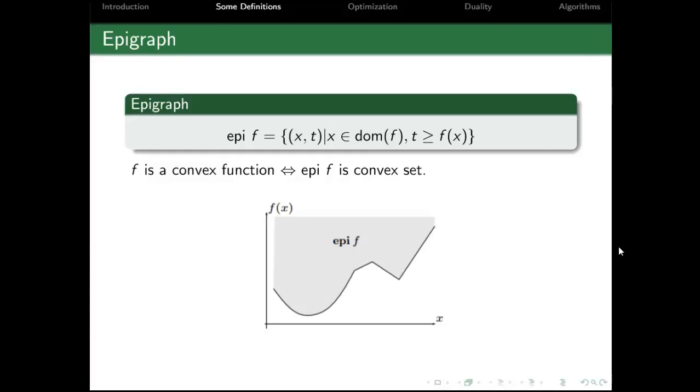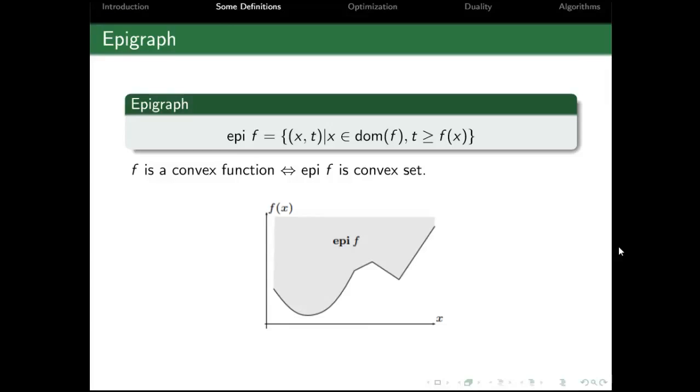Now we define an epigraph of a function. For a given function f, the epigraph of f is defined as the set of all pairs x, t such that x belongs to the domain of f and t is greater than or equal to f of x. So if you look at the graph, you can see that the area above the curve belongs to the epigraph of the function. One important property to know is for a convex function, the epigraph is always a convex set and the converse also holds. That is, if for a function the epigraph is a convex set, then the function is convex.